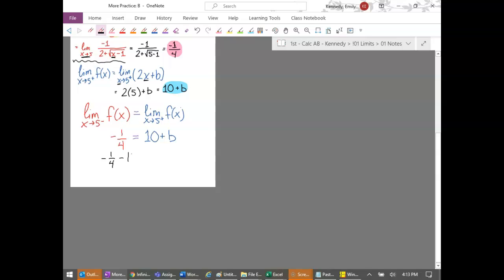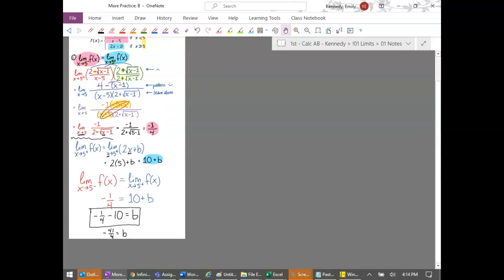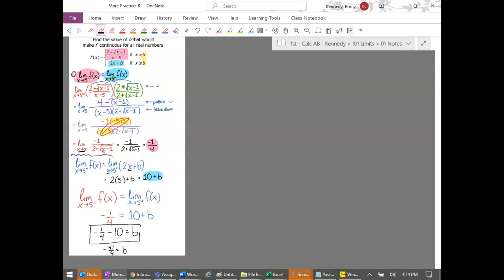-1/4 minus 10 is that missing b value. So what's that, -41/4 if you simplify? All that we've officially done here, like we have an answer, all that we've officially done is we've made sure that the first part of the definition of continuity is met. We have made sure that the two-sided limit exists because the limit from the left matches the limit from the right. That would happen if we put a -41/4 in that spot.